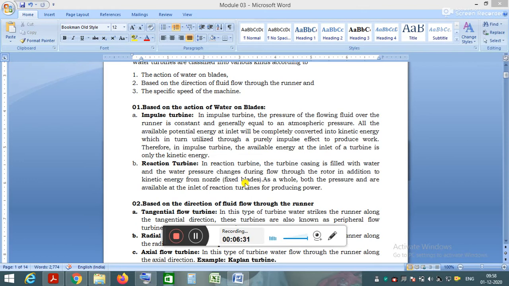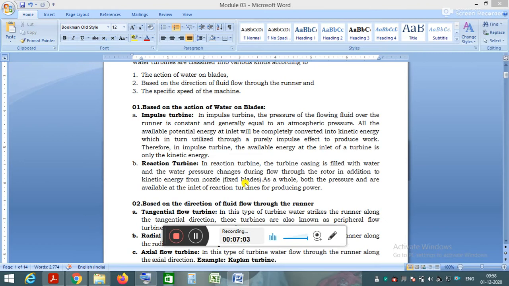There is no nozzle, so all the potential energy doesn't get converted into kinetic energy at the inlet of the turbine itself. Only a small amount of the potential energy gets converted into kinetic energy before the fluid enters the reaction turbine. Therefore, at the inlet of the reaction turbine, the energy available is the sum of kinetic energy and potential energy.